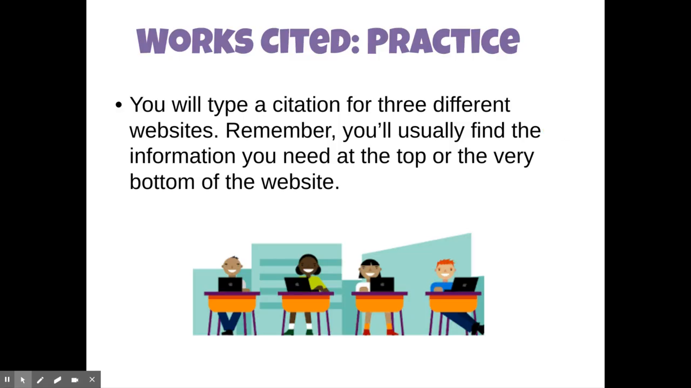So next, you are going to practice. You are going to type a citation for 3 different websites. And remember, you will usually find the information you need at the very top of the website or at the very bottom of the website. And you might have to scroll down really far, but oftentimes the publishing company and the date last updated is at the very, very bottom.